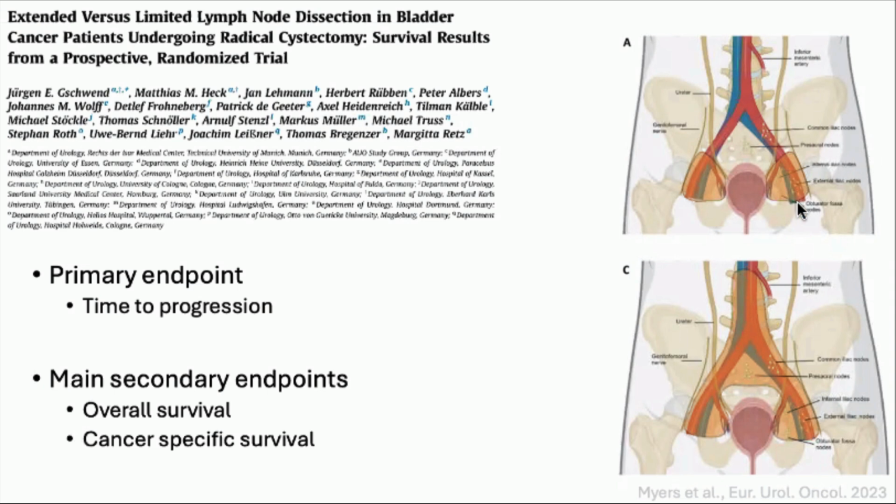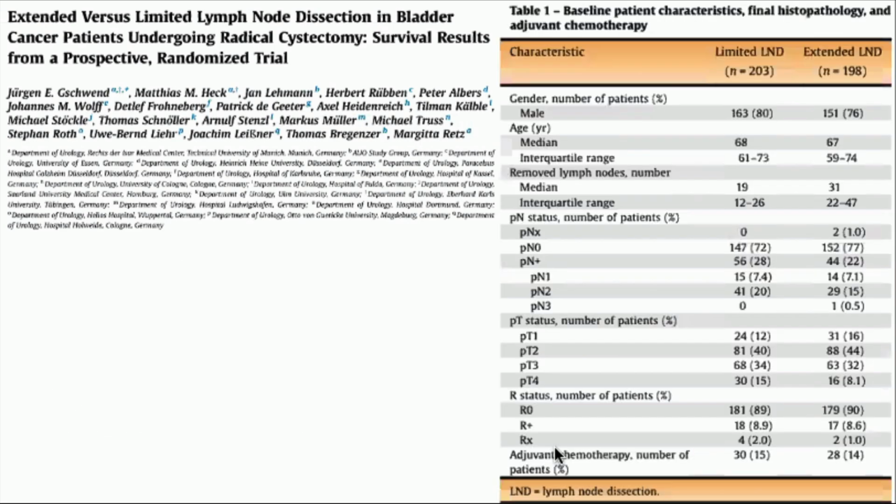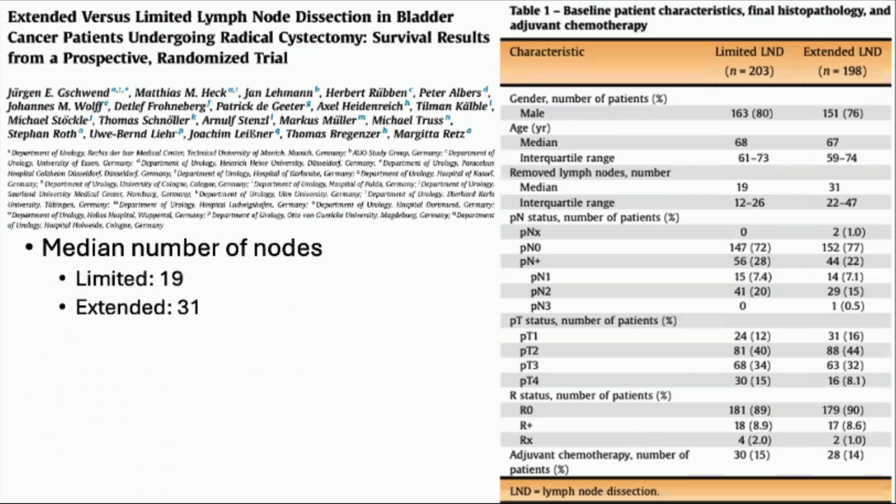The limited template looks at the obturator, internal and external iliac nodes, whereas the extended template included the standard template along with the common iliac, presacral, and pericaval lymph nodes, as well as interaortocaval and periaortic nodes, essentially all the way up to the IMA. In the end, they had 203 patients in the standard arm and 198 in the extended lymph node dissection arm. They completed an intention to treat analysis.